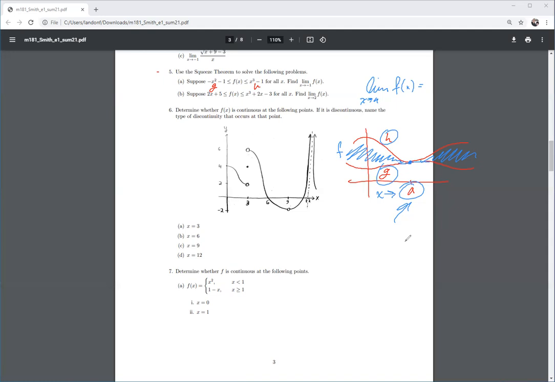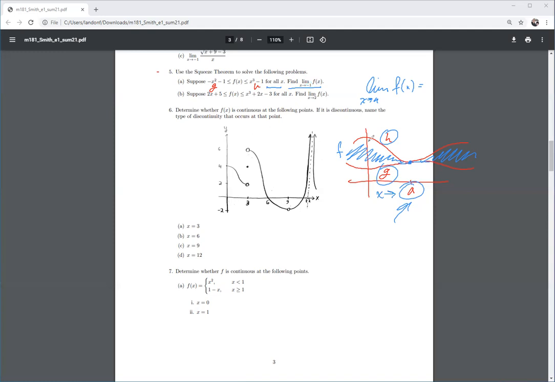Let's see. So is it 1? They give us the functions, and they say this is true for all x, and then they say find the limit as x is approaching -1. So I think it may be -1. But yeah, I think that may be what it is. Let's see if it works out at least.